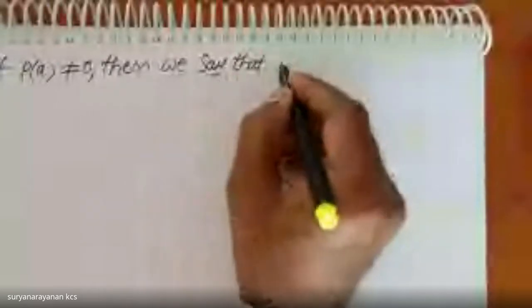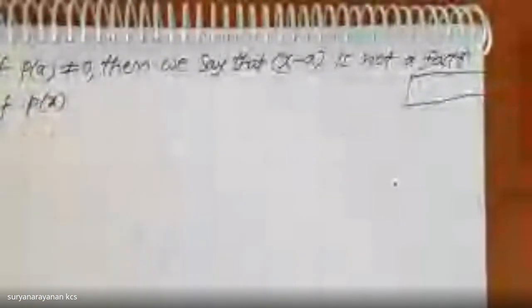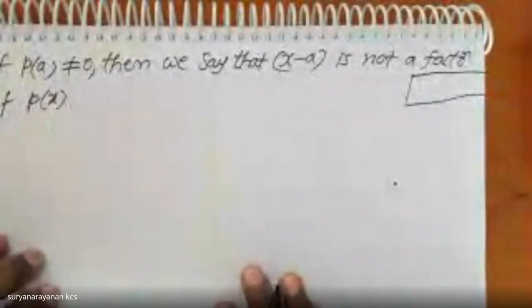If P of a is not equal to 0, that is, if the remainder is not equal to 0, then we say that x minus a is not a factor of P of x. Understood this concept, my children?